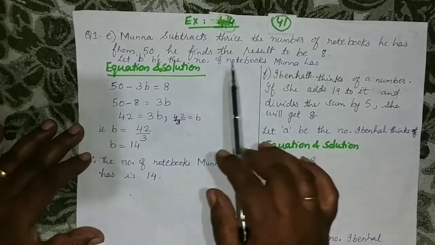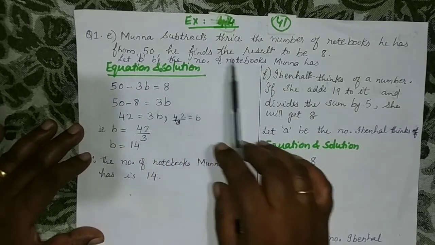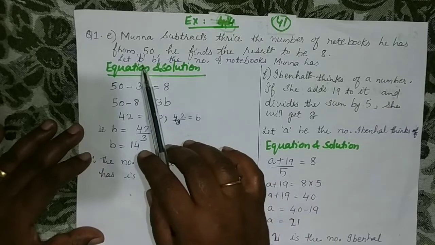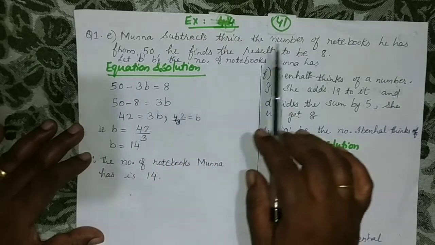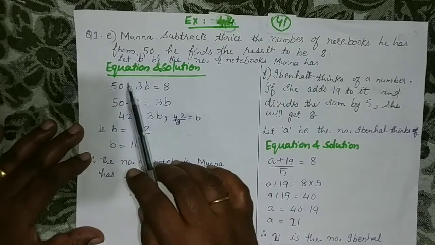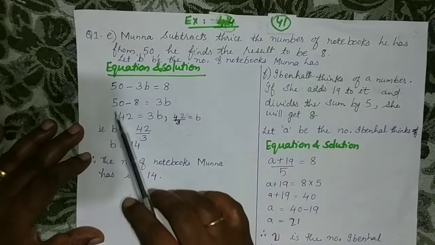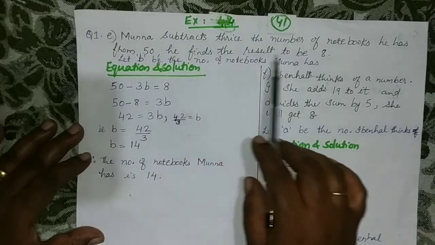We have to form an equation, then we have to solve it. Thrice the number of notebooks means what? 3 times B. Because B is the number of notebooks. So 3 times B means 3B. And we have to subtract that from 50. So the equation is what? 50 minus 3B, which is equivalent to 8. We form the equation according to the statement given.